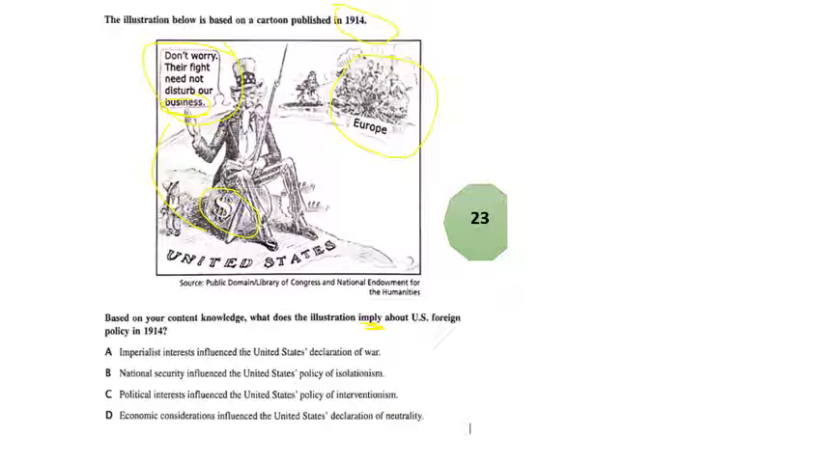So let's take a look at our answer choices. We're going to look at money, business, so something about economics, economy. So economic considerations influenced the United States neutrality. So we were neutral. Economic considerations. So it's going to be D.